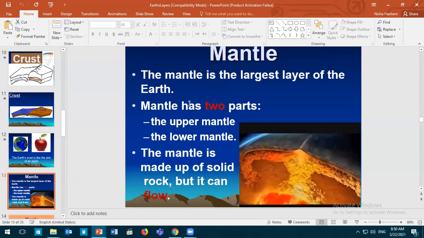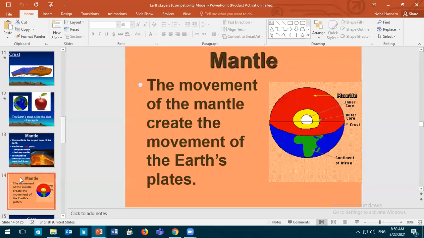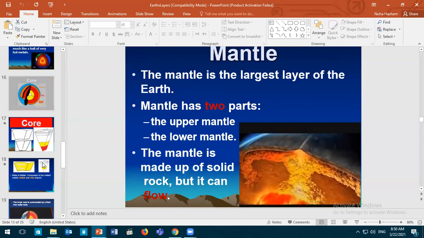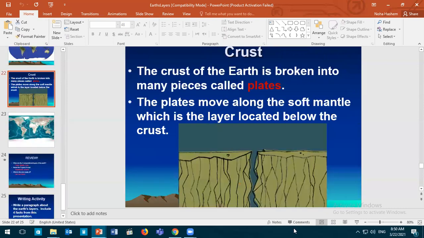Mantle, we mentioned that it's the largest layer, the thickest layer, okay? And it has 2 parts, the upper mantle and the lower mantle, and it can flow. It can flow because the lower mantle is kind of liquid. That's why the upper mantle with the crust, both of them move along with the liquid lower part, okay? The movement of the mantle causes the movement of the plates, the Earth's plates. And the movement of the Earth's plates means earthquakes.